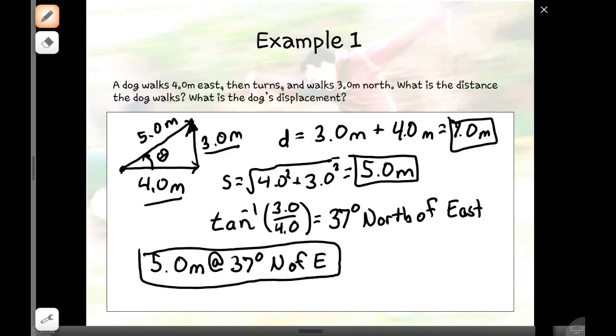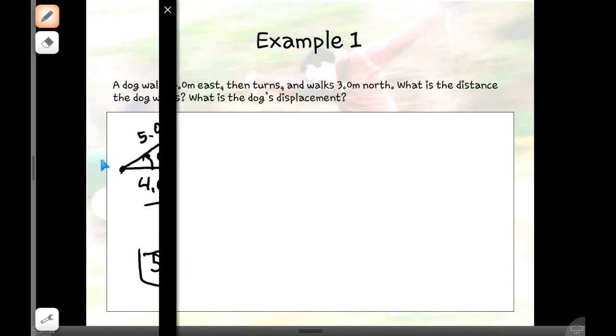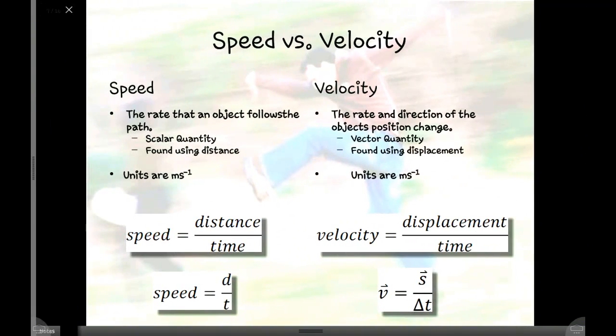All right. That was an easy one. Let's go ahead and move on. So now we're going to talk about speed and velocity. These are another two terms that often get confused, and they are different in the physics world. Speed is the rate that the object follows the path. And so it's a scalar quantity, and it's found using distance.